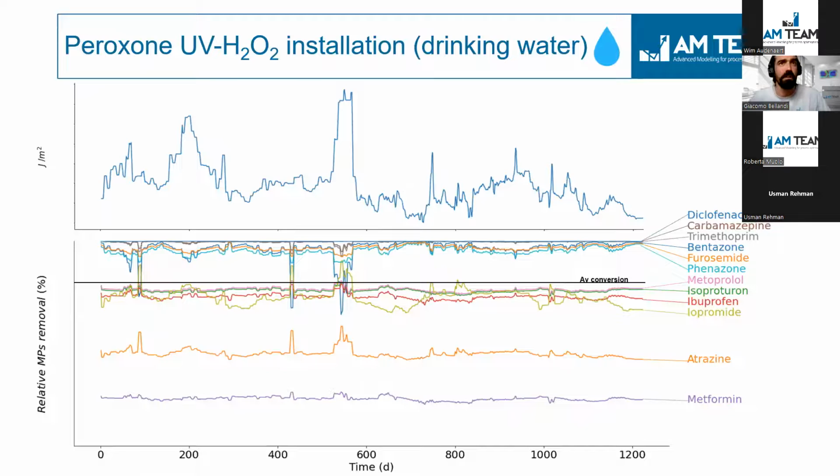Of course, the micropollutants picture is important, and all the micropollutants of interest were monitored in these simulations, making sure, and that's the controller's objective, that the target removal, what the utility has to comply with, as the average conversion, is maintained.